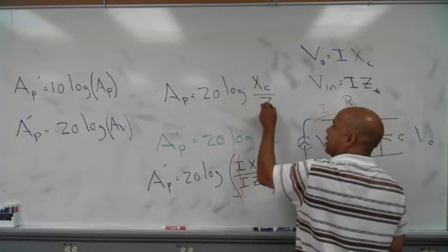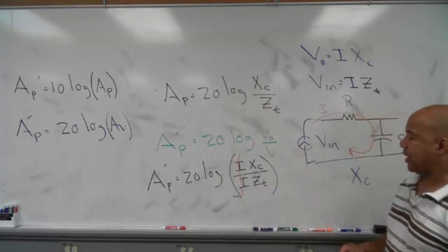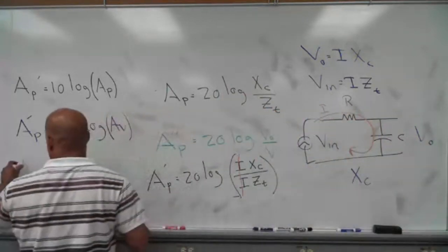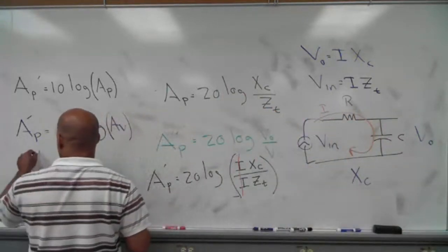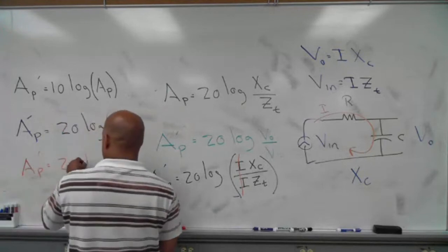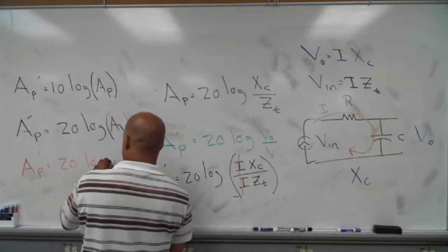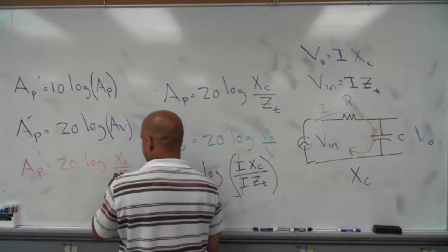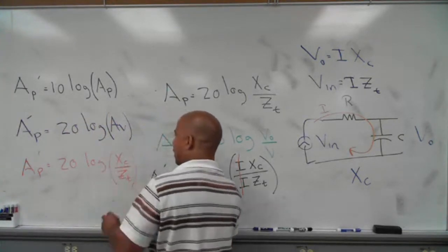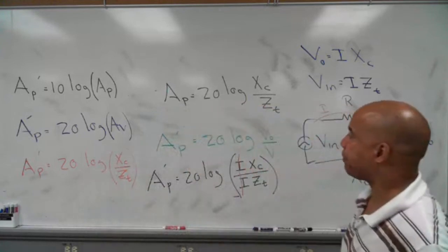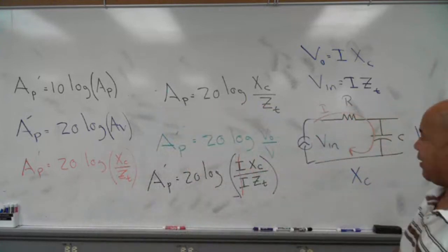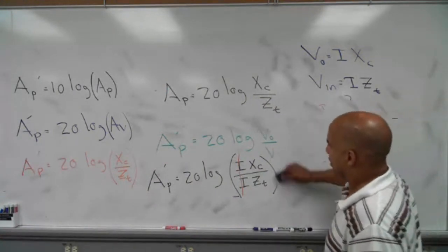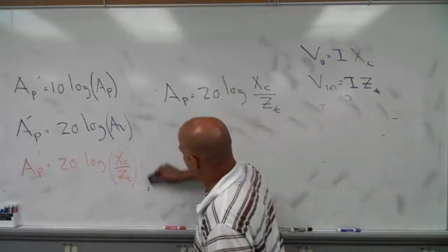XC over ZT. And so here are all the formulas I have for my filter analysis. AP prime is 20 log XC over ZT. Those 3 equations you will need. There was another equation I gave you last class. We derived it. Let's go in and review our graphs.